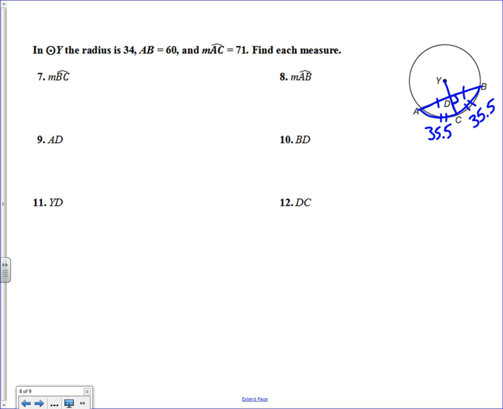Okay? And since AB is 60, AD and DB must each be 30. And let's see what we can do with that information first. Arc BC is 35.5 degrees.